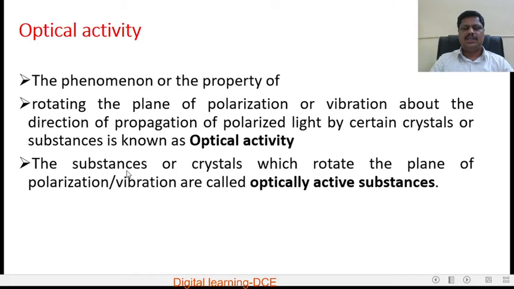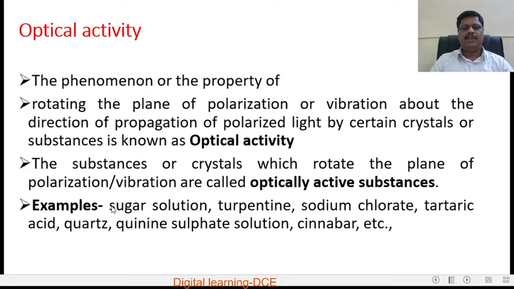The substances or crystals which rotate the plane of polarization or vibration are called optically active substances. Examples of optically active substances are sugar solution, turpentine, sodium chloride, tartaric acid, quartz, quinine sulfate solution, cinnabar, etc.